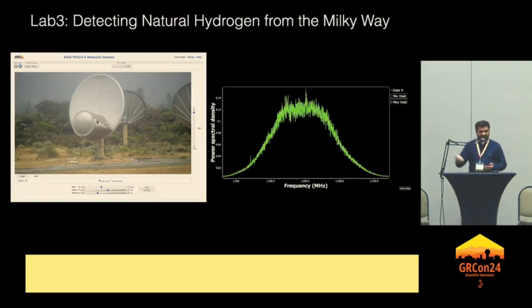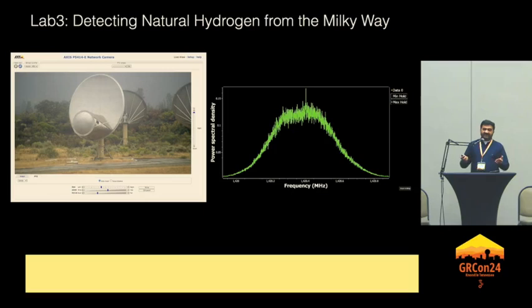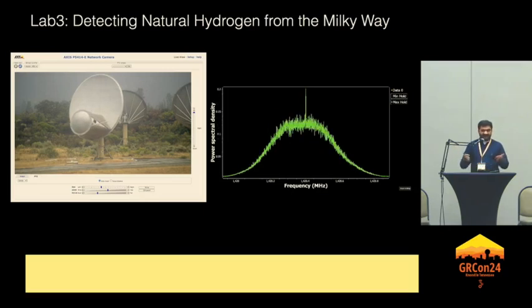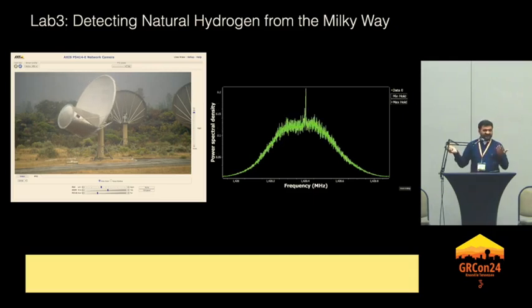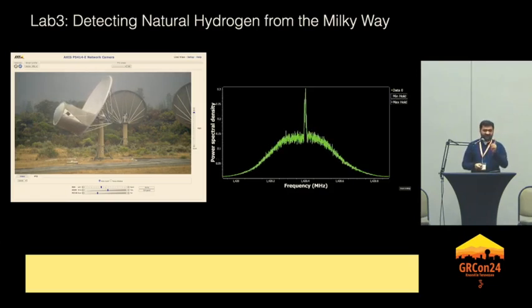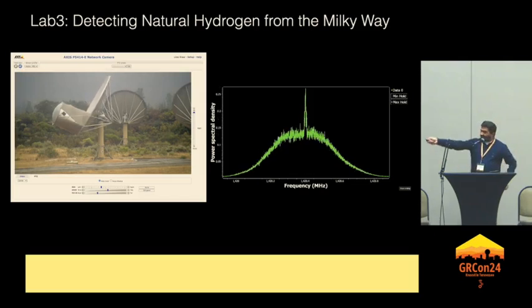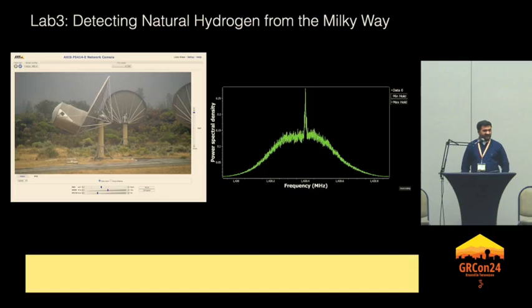Another example, as Simon mentioned, is detecting natural hydrogen from the Milky Way. This is an experiment we did, and it also brought a lot of interest among students, because when students click on the telescope and they can see the telescope move, if they are at the site, it's even better. But even if they are not at the site, we have a camera set up there so they can actually see the telescope move. And most importantly, when the telescope moves onto a part of the galaxy, you start seeing the natural hydrogen from the Milky Way.